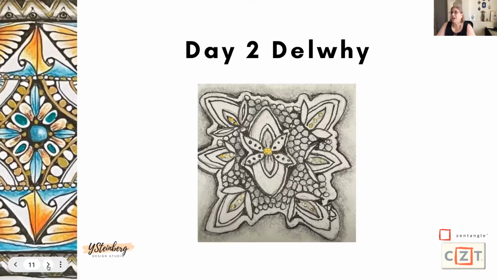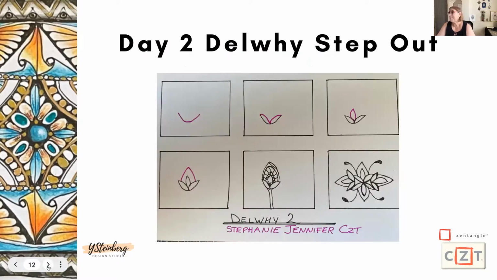So now it's time to start drawing Delwhy. And here's a picture of the step out. It's very simple, and it's a single blossom. And so we're going to get started right now and draw this together. Or you can watch and draw along later, your choice, or just watch.